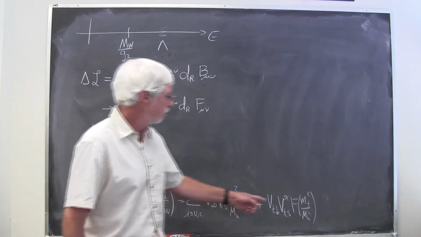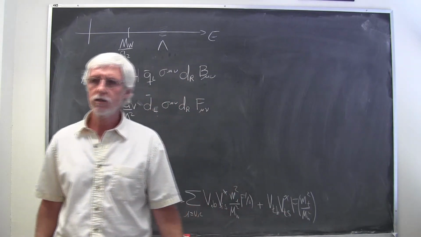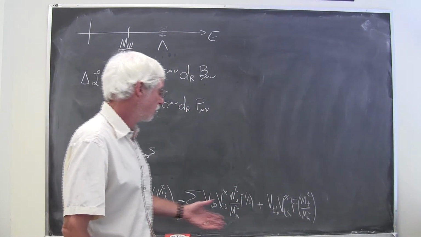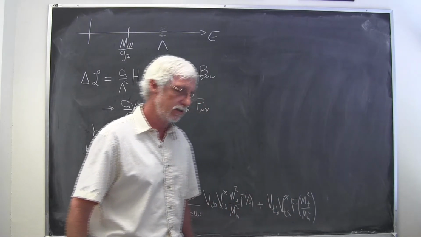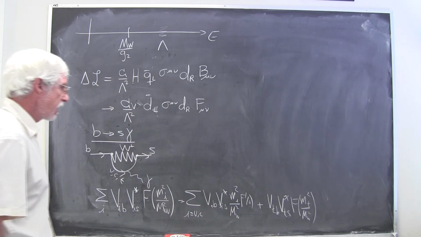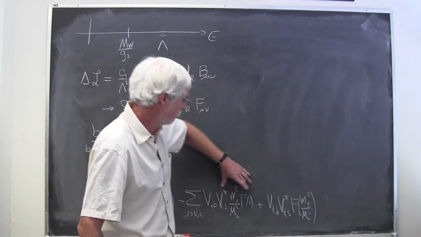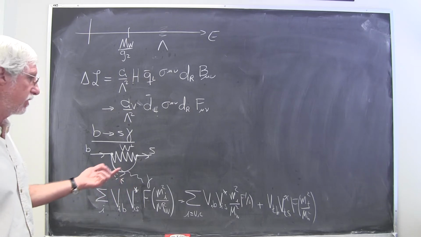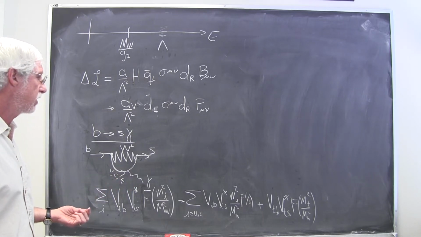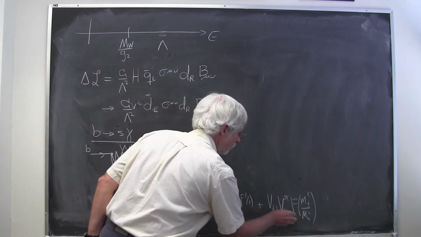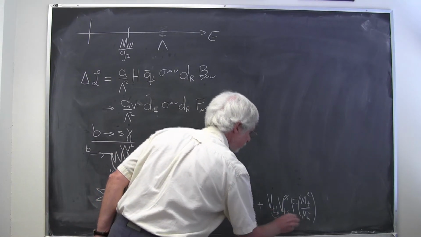Now, you could guess that this function, when the argument is order 1, is going to be a number of order 1. And actually, that's what happens when you do a calculation of the diagram. So let's keep that in mind, and then compare the various terms in this expression. Now, going back to our estimate of the entries of the CKM matrix, we notice that the V_tb term is order 1 and the V_ts term is order epsilon squared.